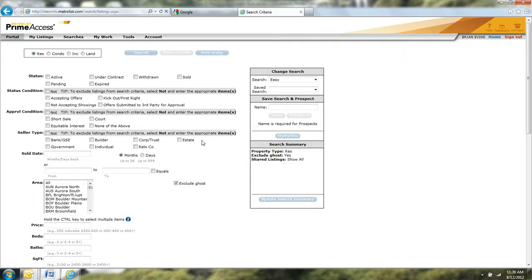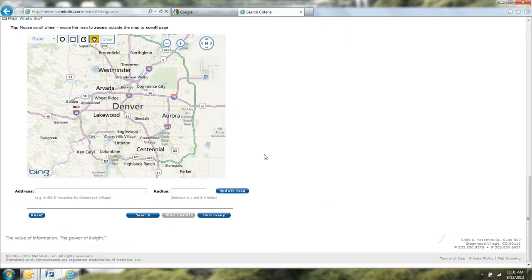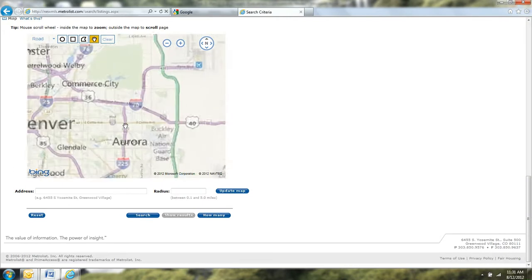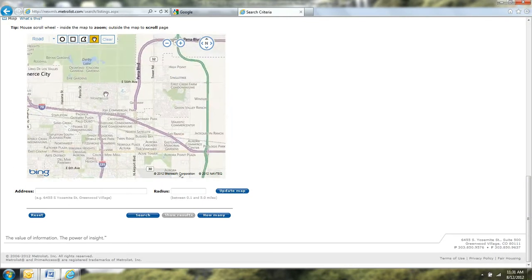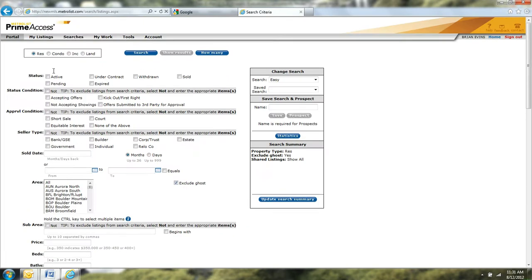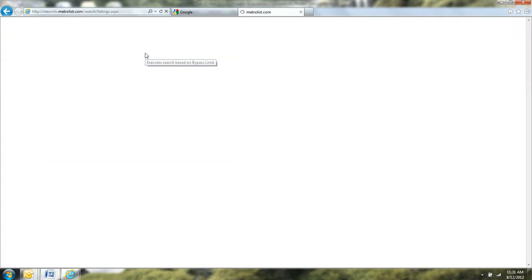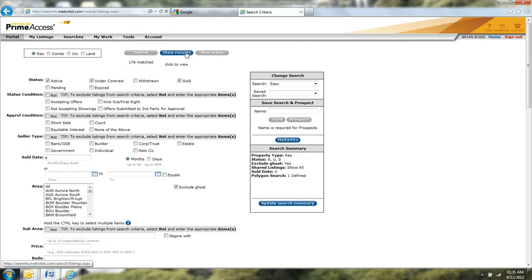So I'm going to jump into a neighborhood that I know has some wholesale opportunities. It's a little further north in Denver, in Montbello neighborhood. Go ahead and encompass the neighborhood. Select the active, under contract, sold, 4 months of sold data, and go ahead and see what we got.